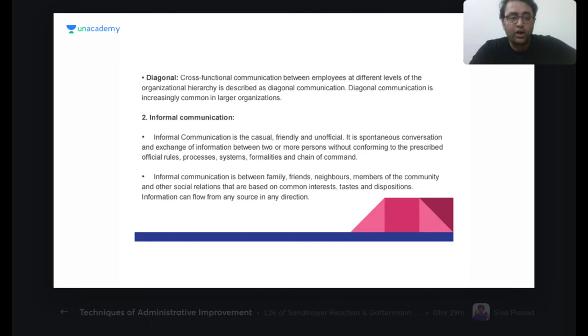First, we'll go to diagonal. Cross-functional communication between employees at different levels of the organization hierarchy is described as diagonal communication. Diagonal communication is increasingly common in larger organizations.